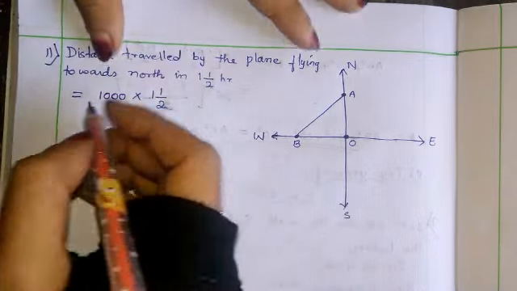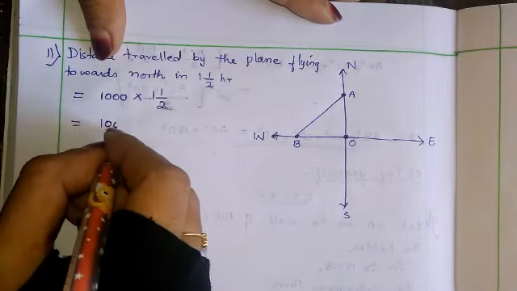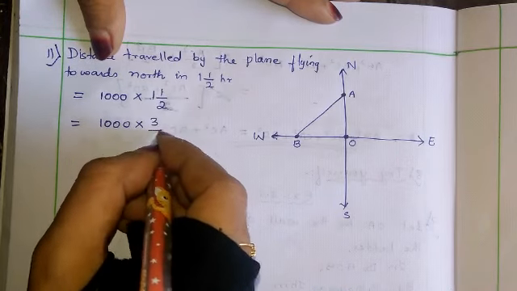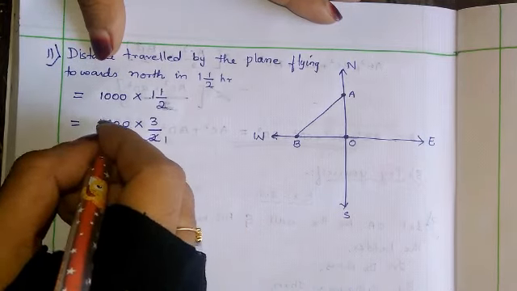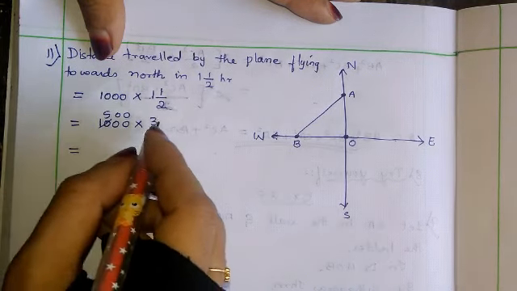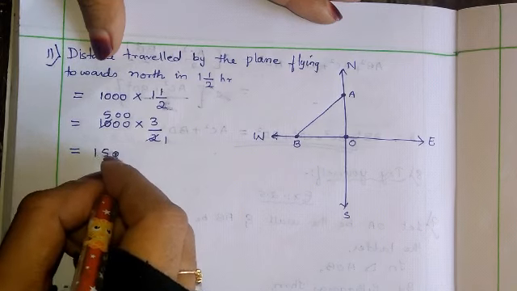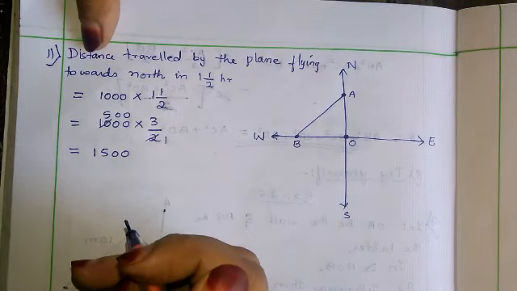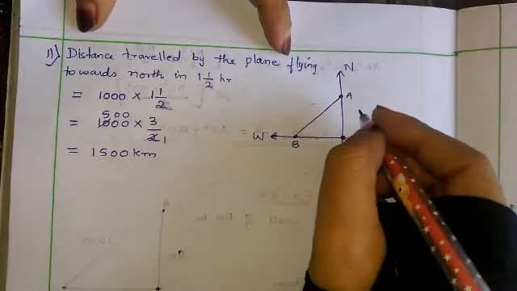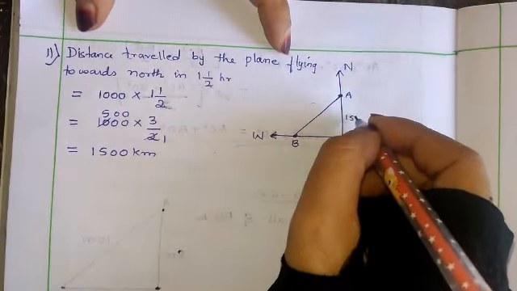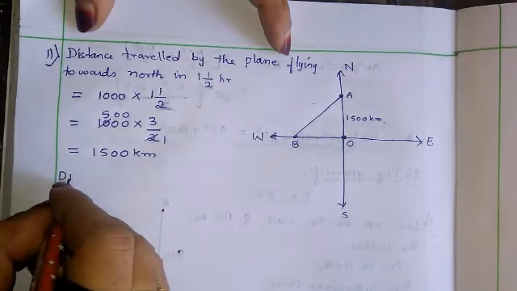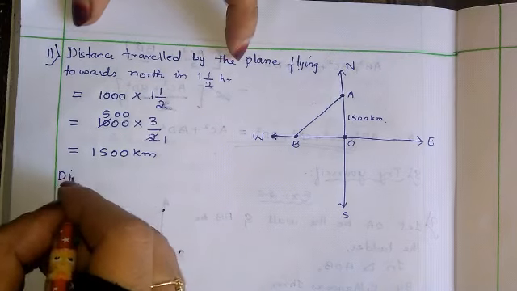So we have to multiply this 1.5 hours, 1000 as it is, into 2 ones are 2 plus 1, 3 by 2. So 2 ones are 2, 2 5s are 10, 0 0 as it is. So 5 3s are 15. 1500 kilometer it travels. Okay. Towards north. Now how much towards north? 1500 kilometer. Okay. Now the same thing we have to write for west.